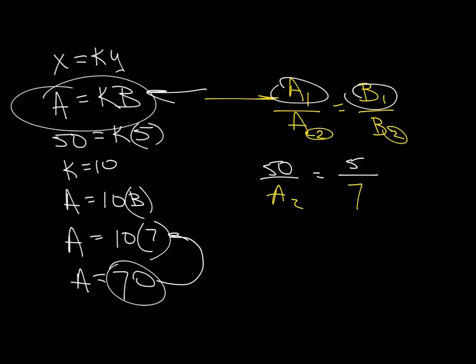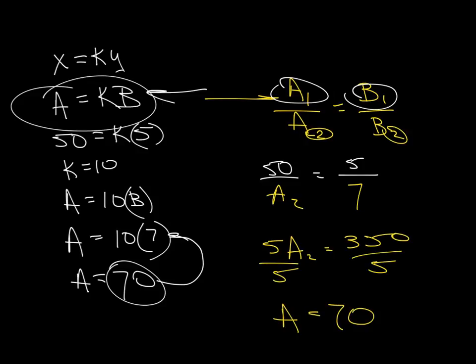You cross multiply and you get 5a equals 350. Divide by 5, and you get a equal to 70. Same answer. Notice in the formula my a's are on the left, my b's are on the right, and I have a 1, 2, 1, 2. If you know that, you don't have any problem with the direct variations here.